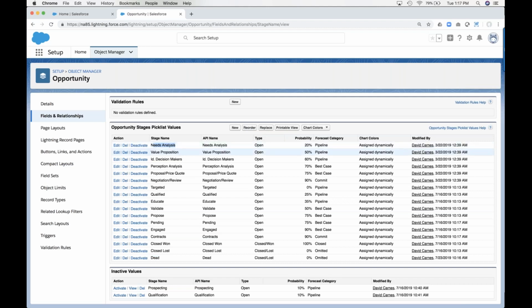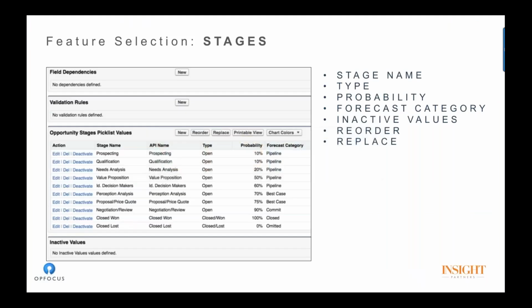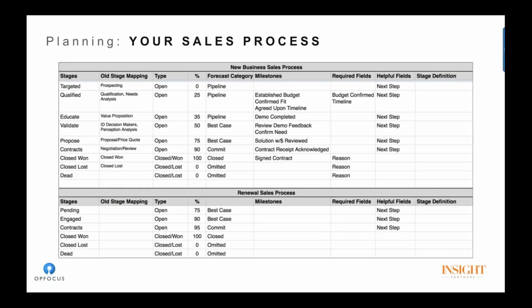Deactivating a value just drops it down in an inactive value list. The data is still in your system, so you haven't actually changed any of the existing records. Many of us, when we do make a change like this, we actually want to map all of our old values and the existing open opportunities to the new values. So if I go back to my planning screenshot here, we can see the old stages and we want to map them to the new stages.